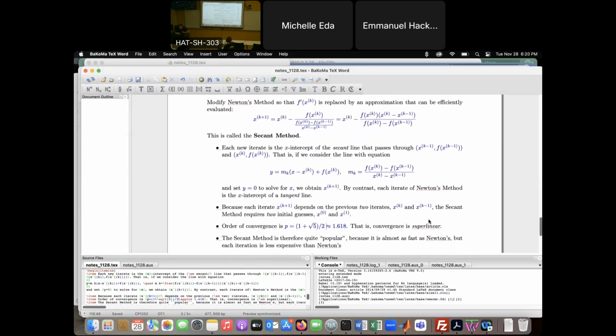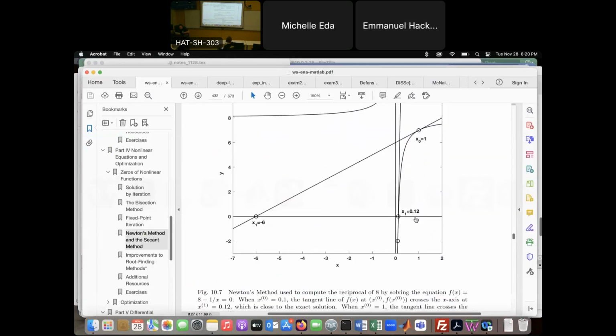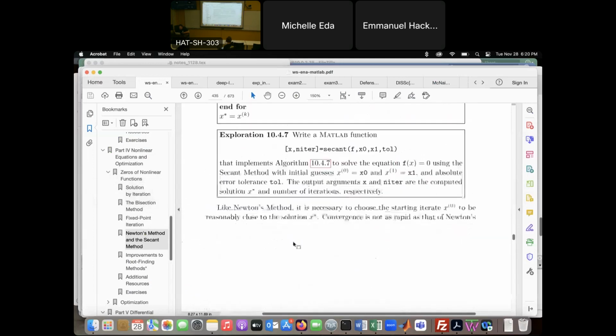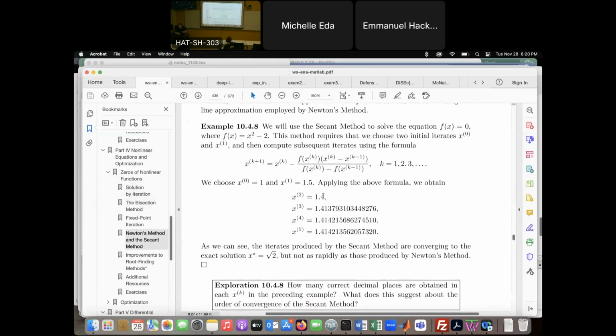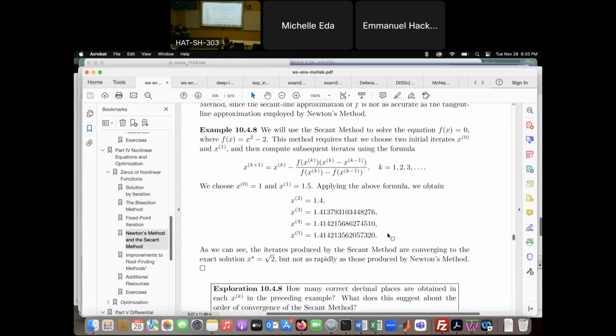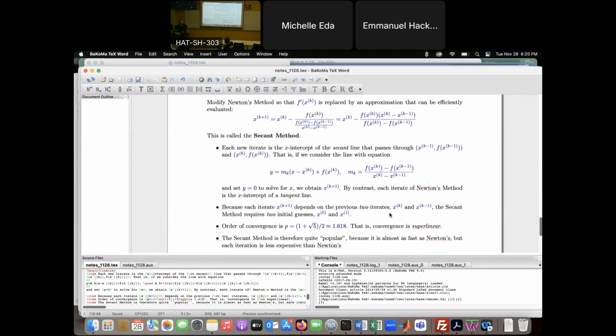Now, to give an example with the secant method, here it is, the same example, square root of 2. Again, still converging pretty rapidly. So in terms of convergence, it's still dramatically fast. So it's quite nice.